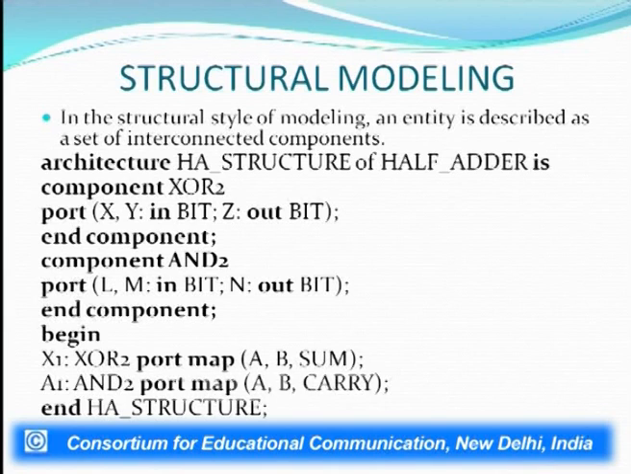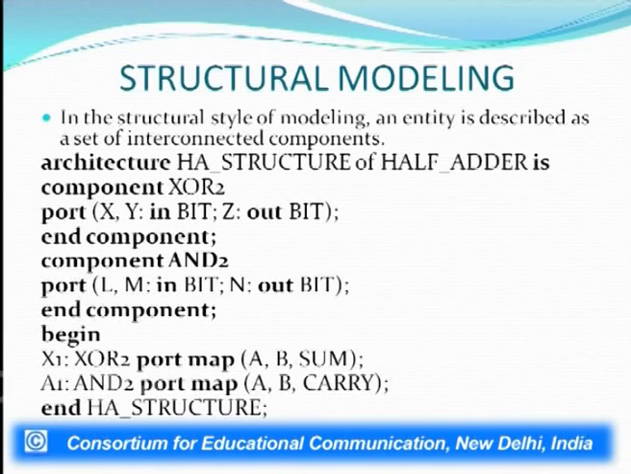Now, here it is important to mention also that A, B and sum have already been declared as input and output bit types in their entity. So, they need not be again mentioned here, need not be again defined here, they can be directly used. Whereas, for the case of X, Y, Z and L, M and N, since they were not defined earlier and they were arbitrary values associated with my component, they have been described in the architecture body.